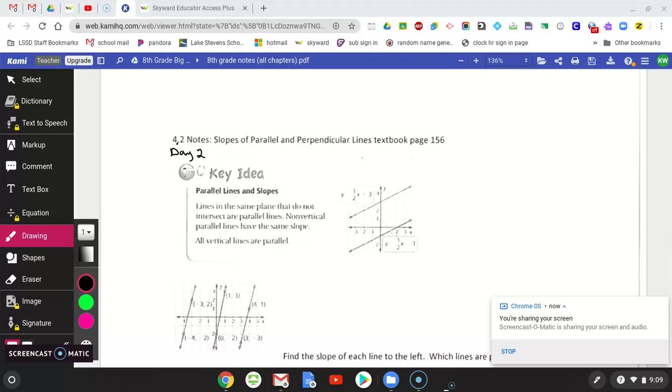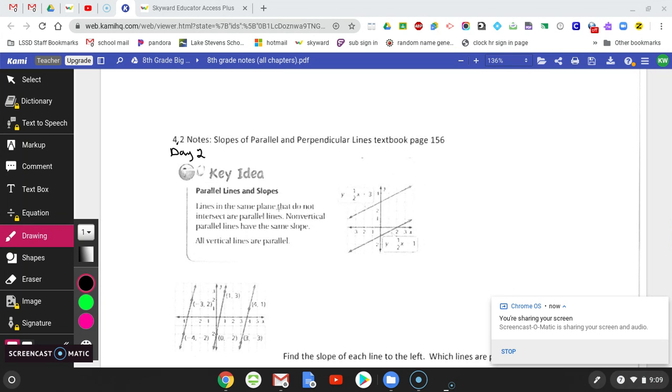Okay, so this is day 2 of 4.2 notes, slopes of parallel and perpendicular lines. We've already learned what parallel lines are. Parallel lines are lines that never touch, the same distance apart all the time. Perpendicular lines are lines that intersect at a 90-degree angle. Now we're going to look at what the slopes of parallel lines are compared to each other, and what the slopes of perpendicular lines are compared to each other.